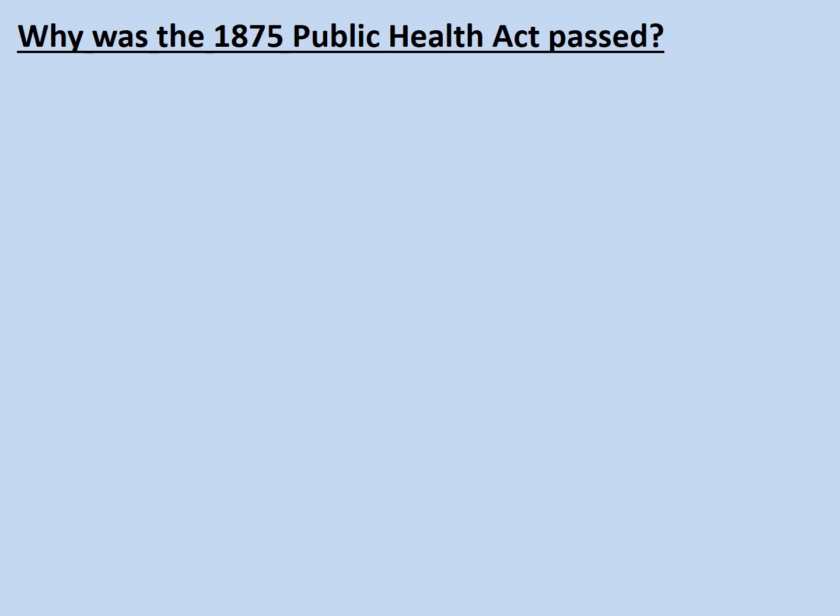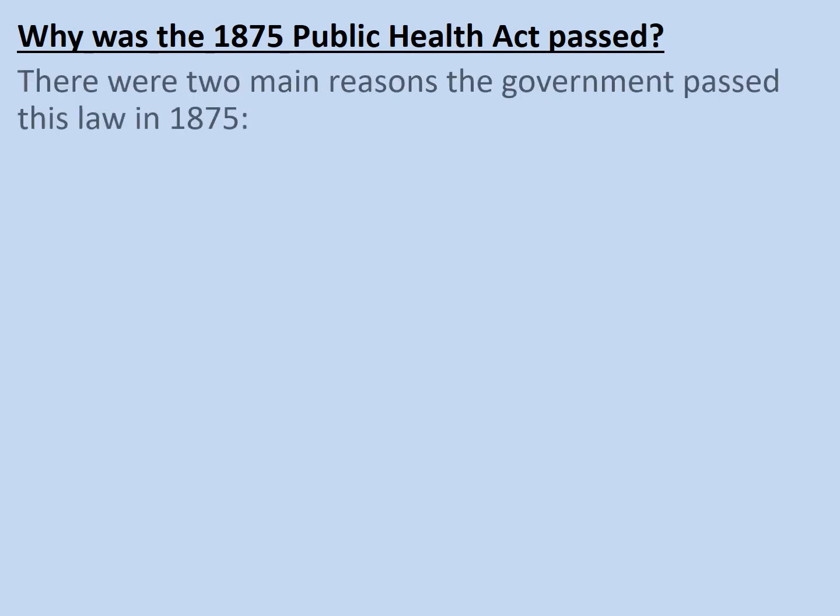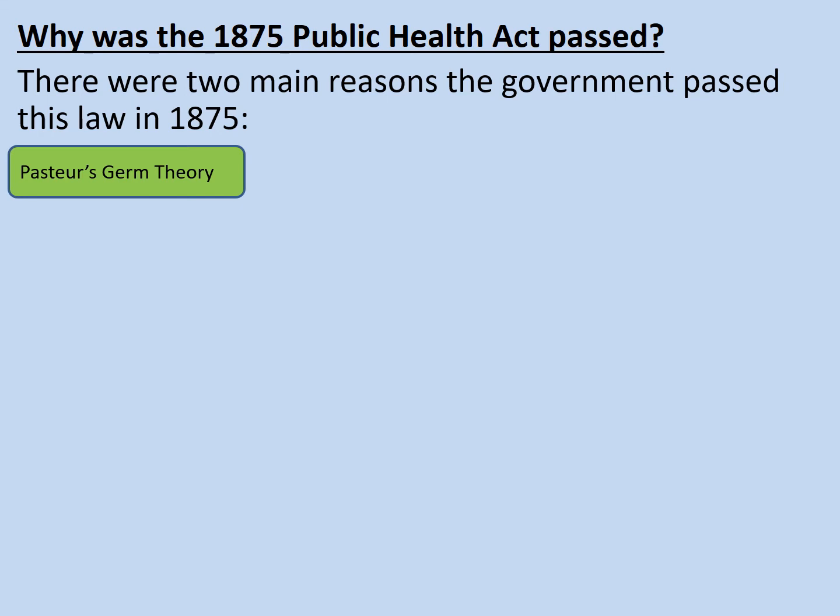So why was the 1875 Public Health Act passed? There were two main reasons why the government passed this law in 1875. One was Pasteur's germ theory, but also the government needed votes. Quite recently, more people had been included on the electoral register and what we call the franchise had been increased, although women still didn't have the vote, but more ordinary people did.